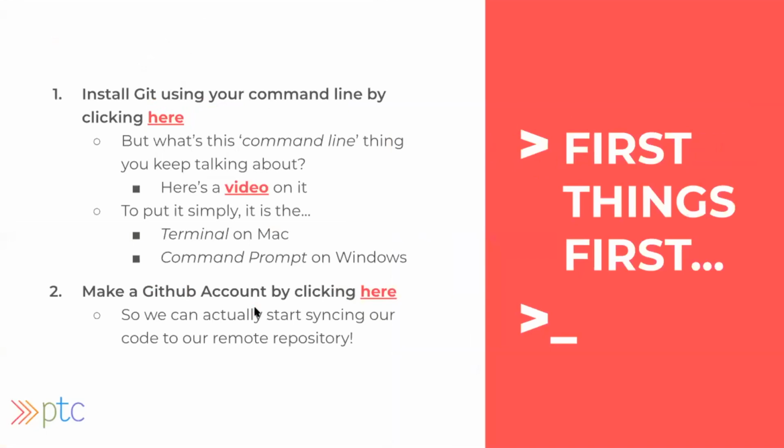Install Git using your command line by clicking the link that we sent in the chat, or you can find it in the guide, and make a GitHub account by clicking the next link in the chat too, so we can actually start sending our code to a remote repository.